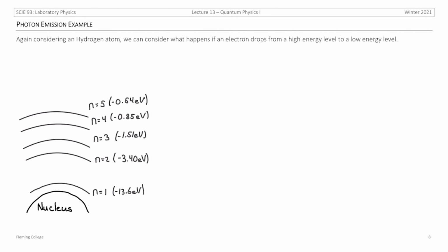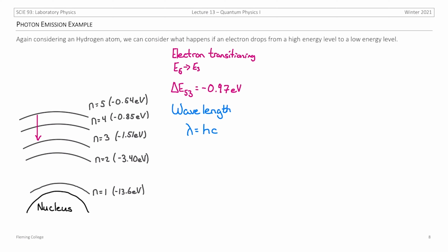So again, using the hydrogen atom as our model, we could consider what happens when an electron transitions from the 5th energy level, jumps all the way down to the 3rd energy level. Here we see that it's a change in energy of negative 0.97 electron volts, which means it's giving up 0.97 electron volts. If we rearrange the wavelength equation, and again, remember that you'd have to do some conversion work here, we get a wavelength of 1,279 nanometers. This is well below the visible range, and it's in the infrared range.